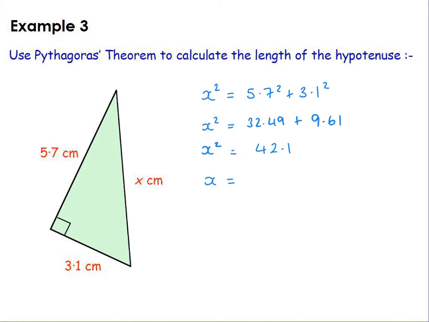So I'm going to take the square root of 42.1, and that is going to give me an answer of 6.488, which I'm going to round to one decimal place, and that's going to be 6.5 centimetres.